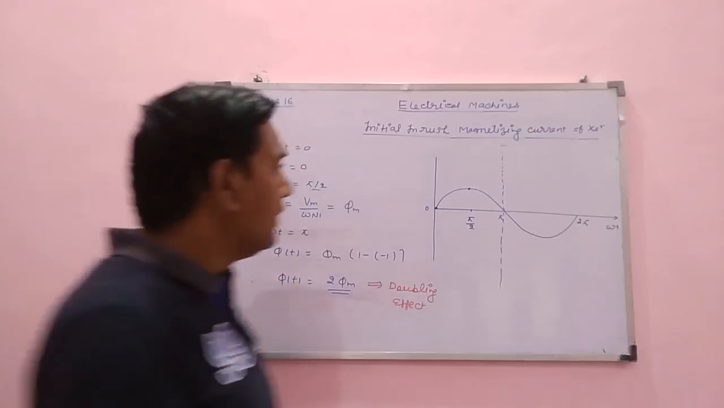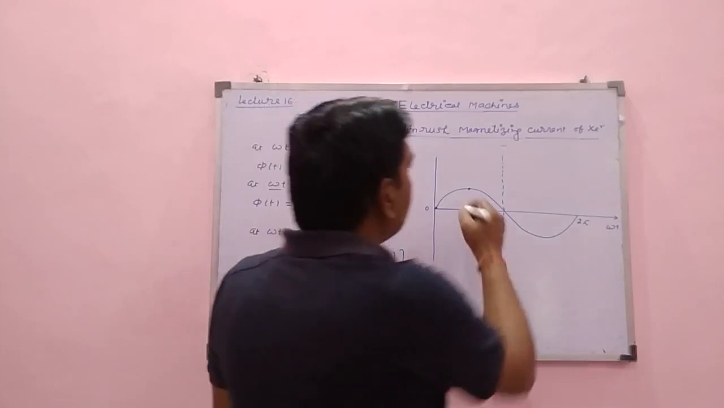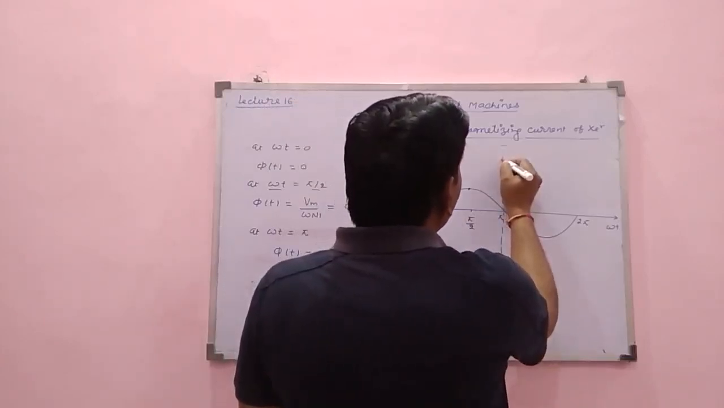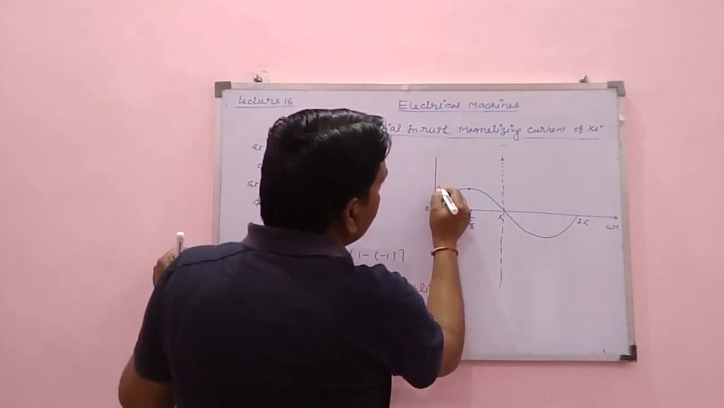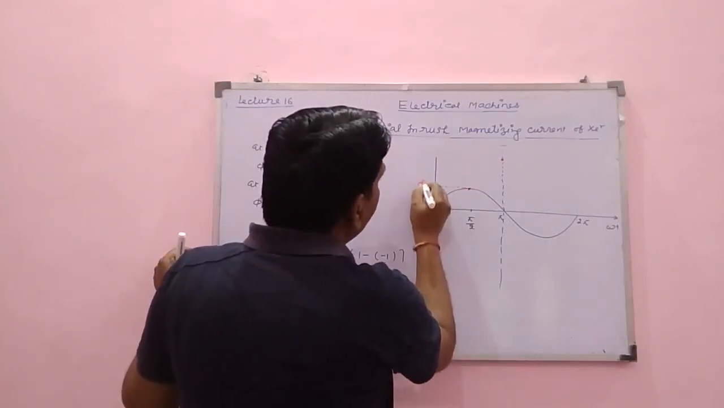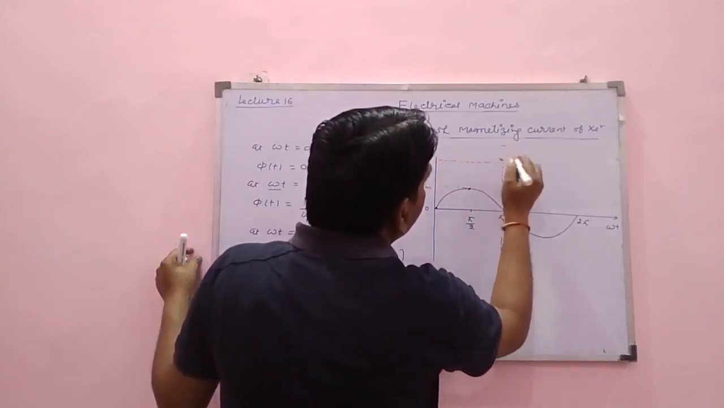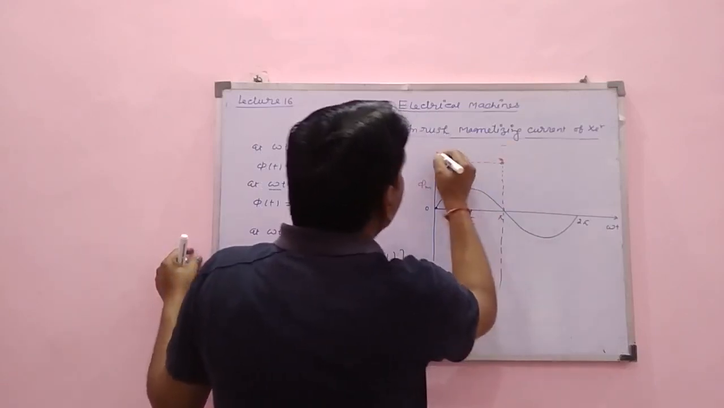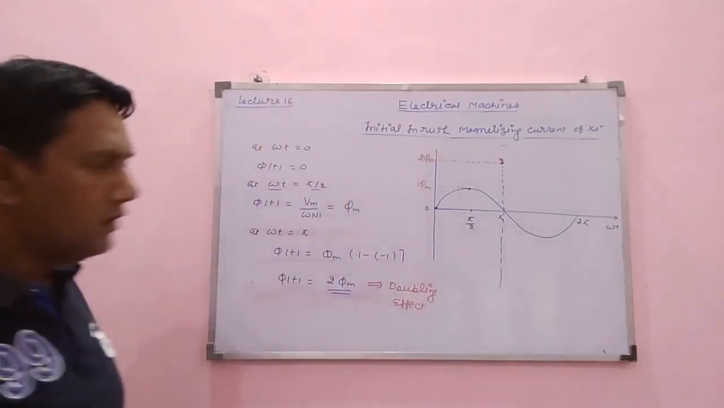So see here, at omega t is equal to pi, the value of this flux is 2 phi. Suppose this is phi m, and this value is equal to phi m, and this value is, suppose, 2 phi m. This value is 2 phi m. You can see that. Okay.